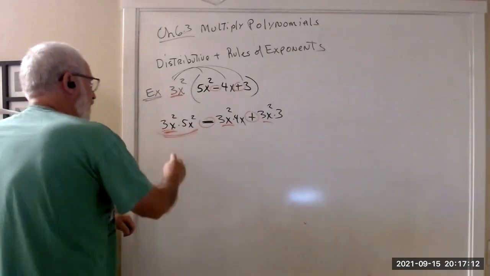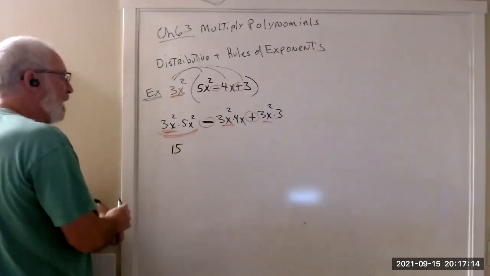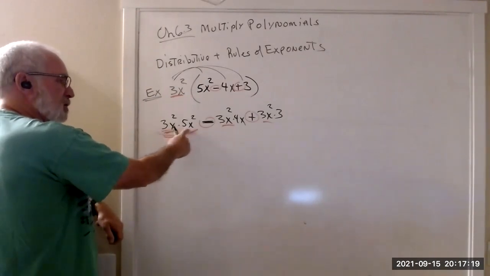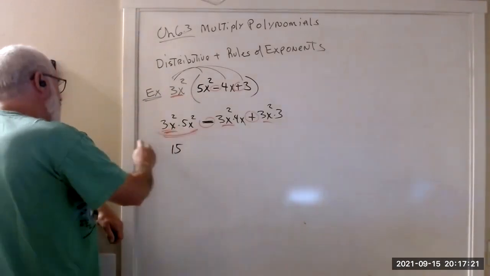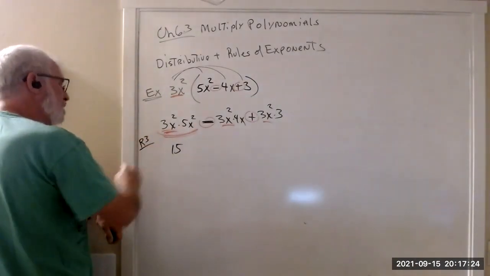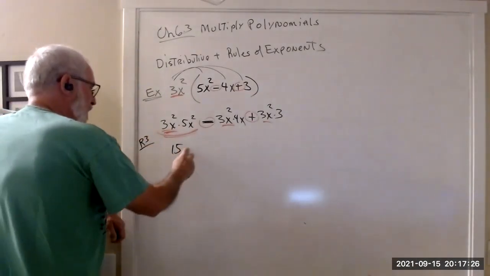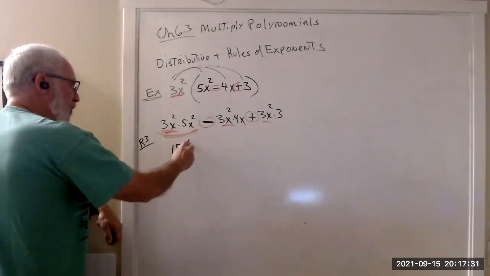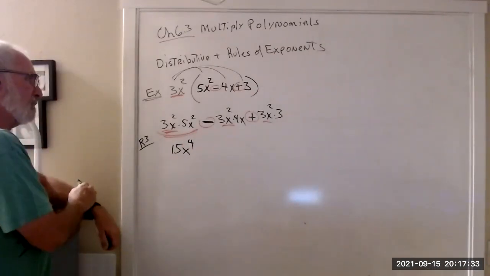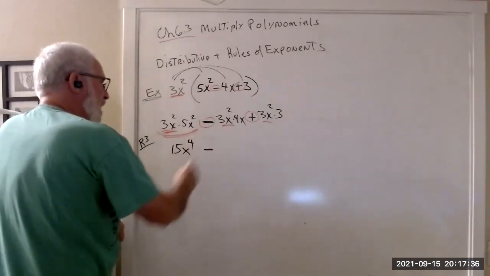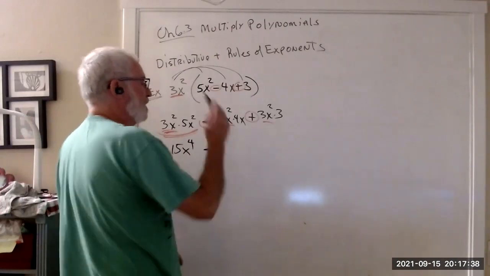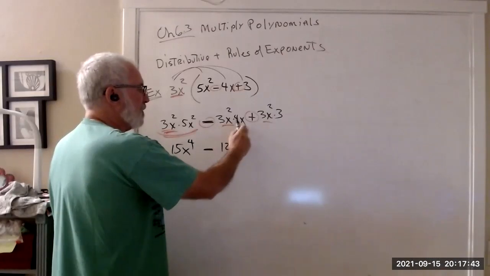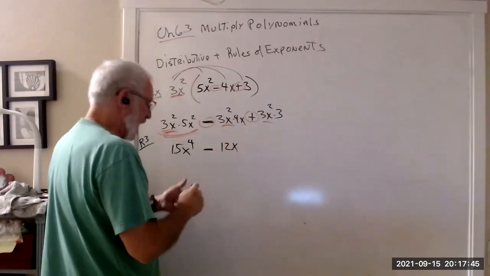This becomes 3 times 5 is 15. And this is multiplying with the same base. This is rule number 3. Rule 3. Okay, you keep the base, you add the powers. The minus sign comes right down. Again, keep the base. Well, 3 times 4 is 12. Keep the base, x, add the powers.